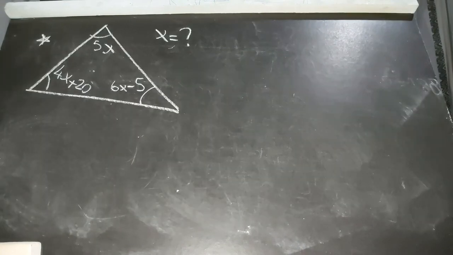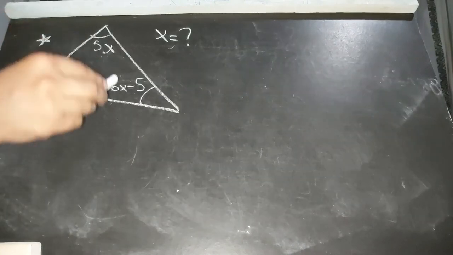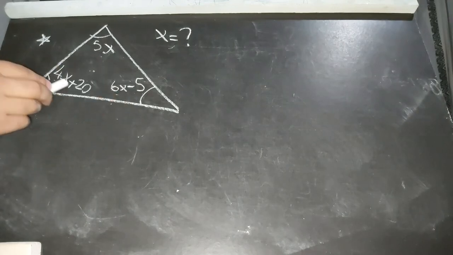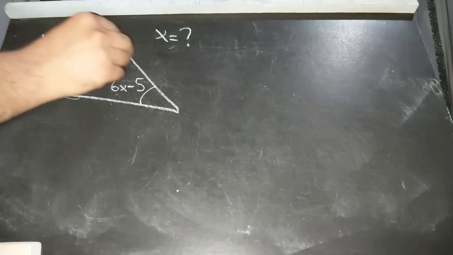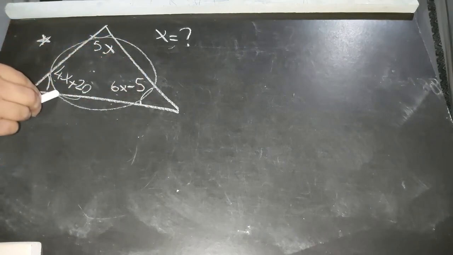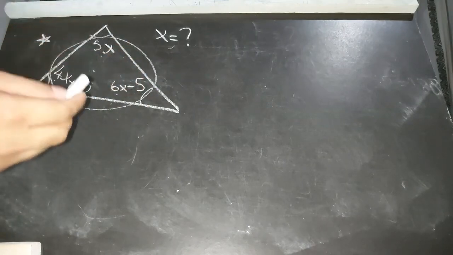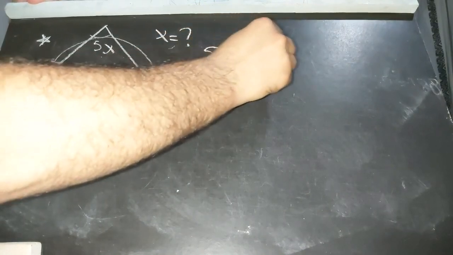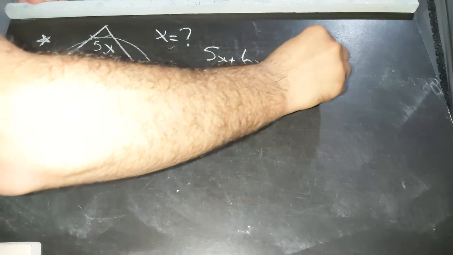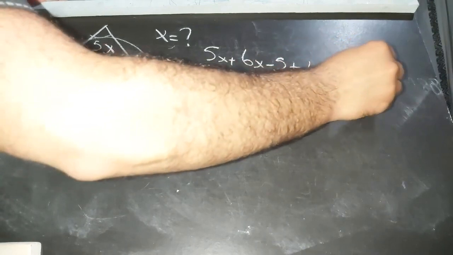Okay, my next question is like that. 5x, 6x minus 5, 4x plus 20. So now you are going to add all those three angles to each other, then equalize to 180. 5x plus 6x minus 5 plus 4x plus 20 equals 180.